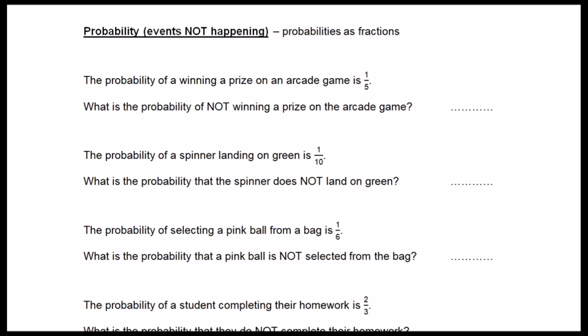So your first task is to complete the first page of the worksheet that's attached to Show My Homework. This is the page where the probabilities are given as fractions. For each question, you need to write down the probability of the event not happening. You can write your answer as a fraction in the space on the right side of the page. Once you've answered all of the questions, you can check them against the answers that are posted onto Show My Homework and then resume the video for the second part of the lesson.